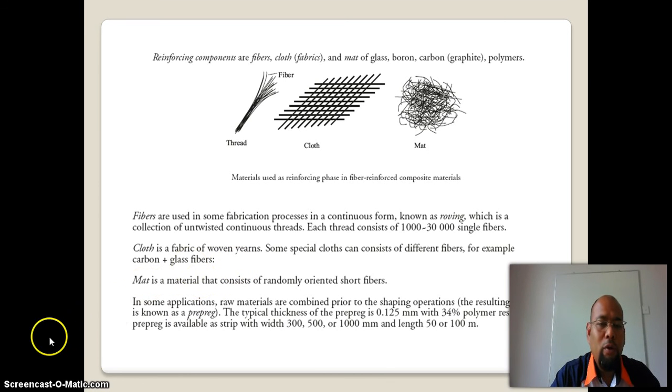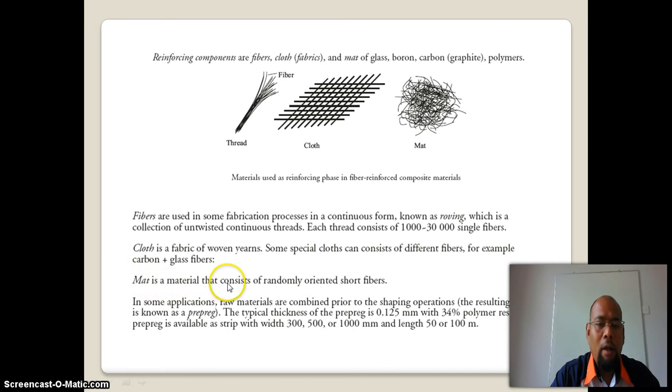And then we also have mat. It's a material that consists of randomly oriented short fibers. Normally for aircraft application, we use the cloth type because it is structural, so the strength will be more compared to the fibers and mat type. Mat type is normally used for non-structural parts and components. For example, we can use a mat to make a fiberglass boat.